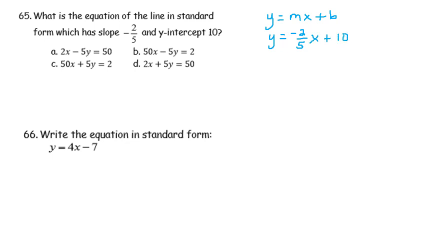So now remember, the x for standard form needs to go in front. So our standard form is ax plus by equals c. So the x comes first, then the y, and then the equal sign, and then our constant. So to get rid of this -2/5 x, I need to add 2/5 x to both sides.